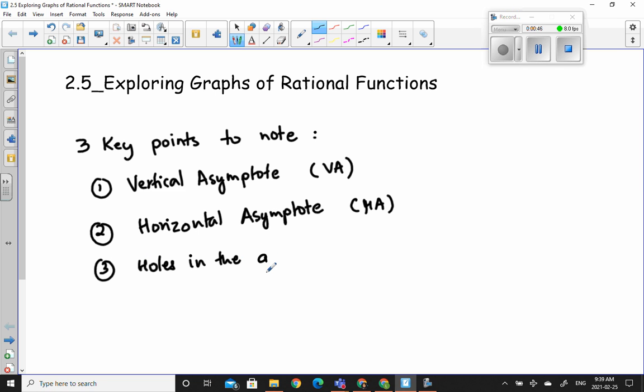And the holes in the graph are basically discontinuities that happen. They're like point discontinuities that we'll see.